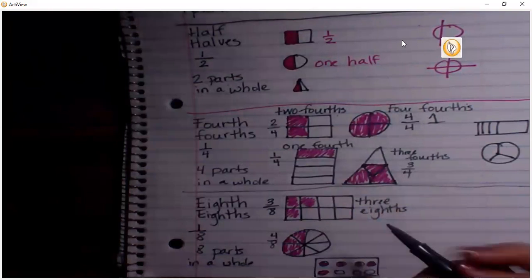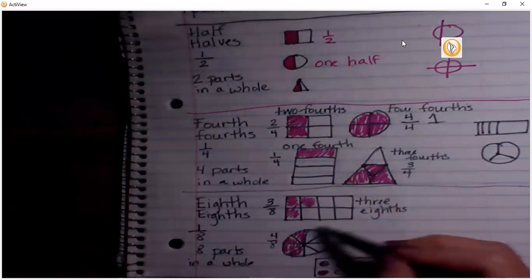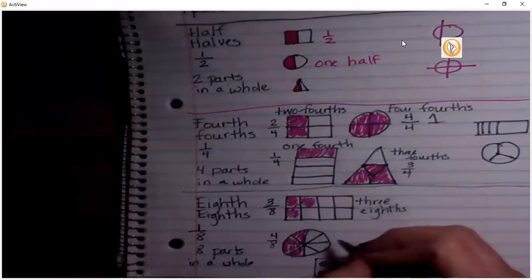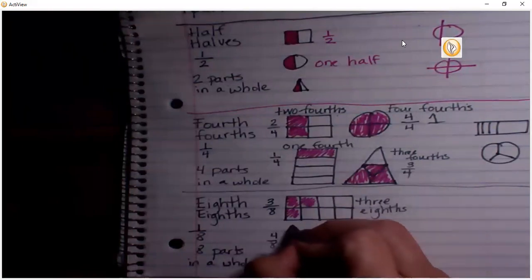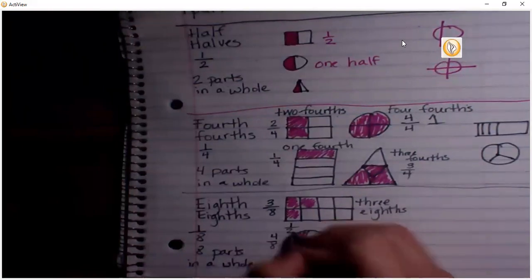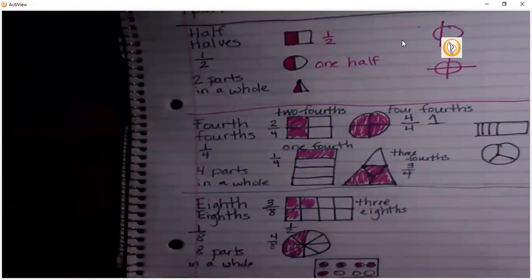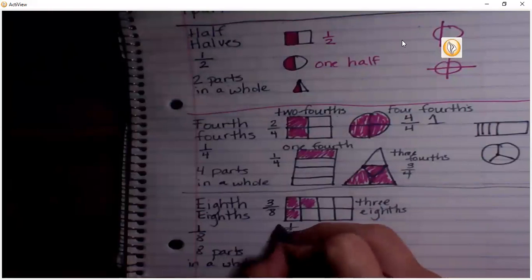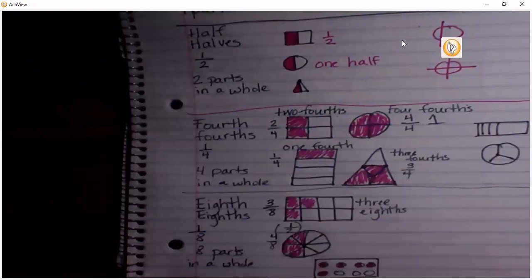Hey, I noticed something though. 4 is half of 8. So another way you could write that is 1/2. It is a half too. It's half of the circle. It's just a little extra work for you right there. I would write down 4/8.